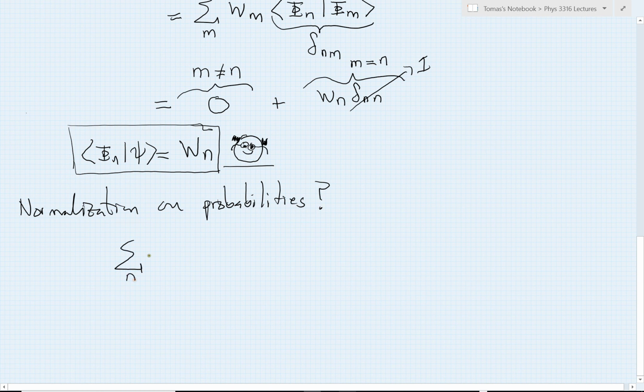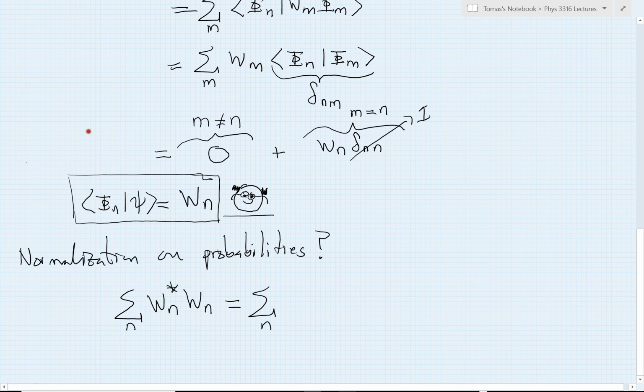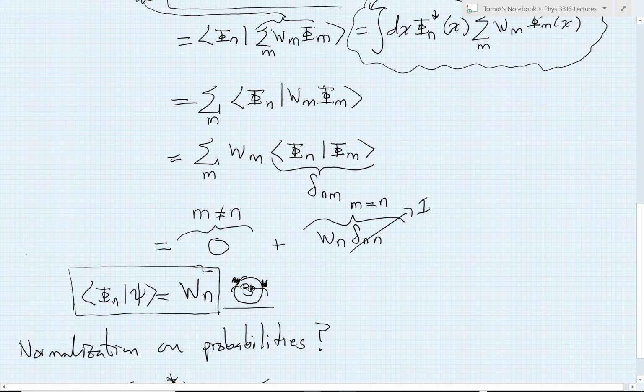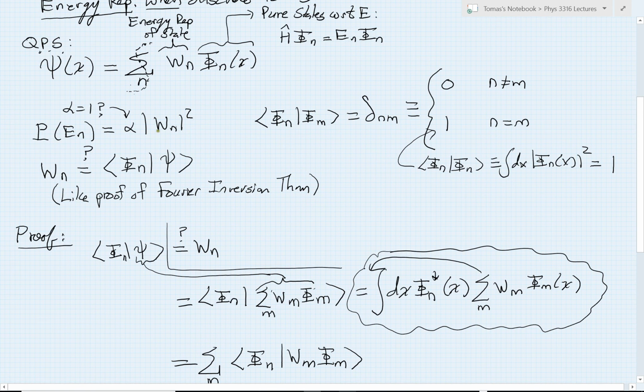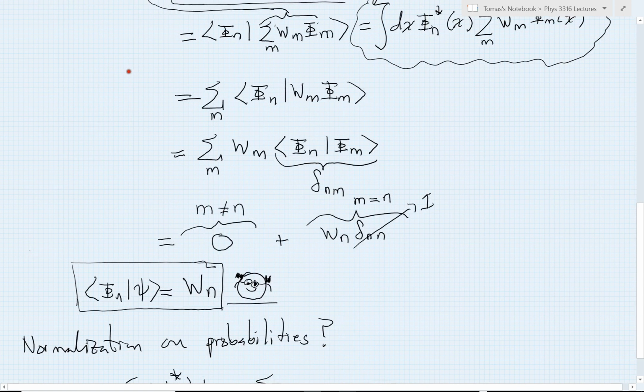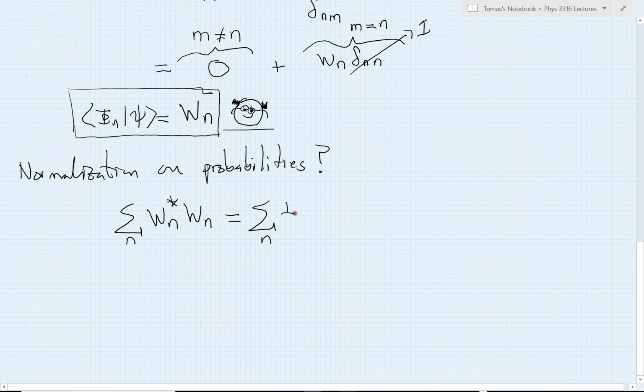To answer this question, let's use our ability to calculate those W's. If I've got the W's and I want to add up all of my probabilities, I would add up the sum of the modulo squared of the W's, which is just W star times W. This then would equal the sum on n. Now, these W squareds, according to my formula here, should give me P over alpha. I'm hoping alpha equals 1, but if I want to be very careful, I might have this 1 over alpha that gets involved.